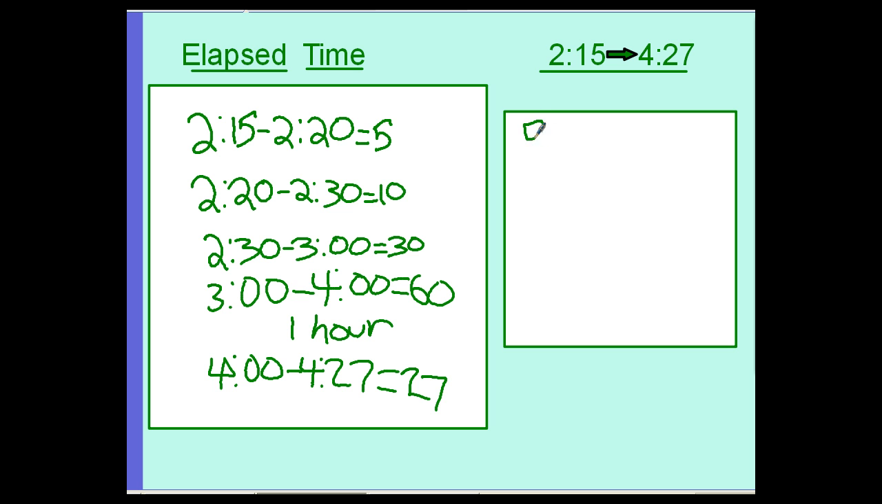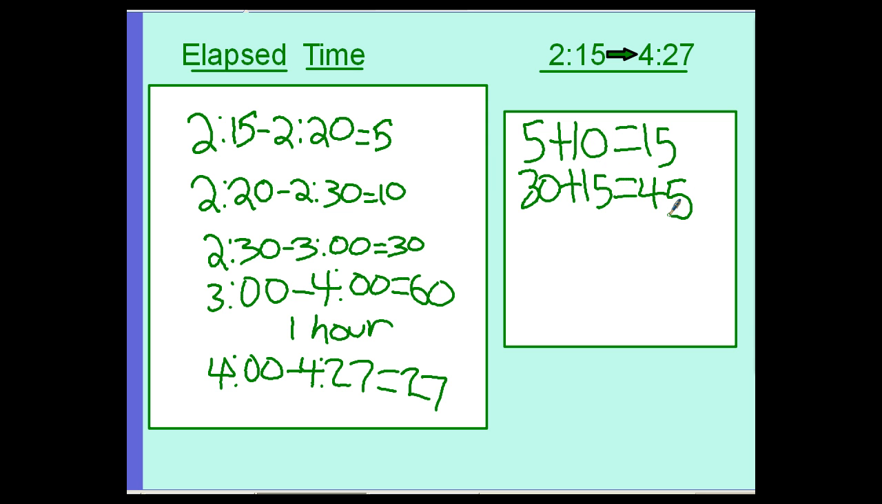Then you write 5 plus 10 equals 15. After that, you write 30 plus 15 equals 45. Next, you write 45 plus 60 equals 105. Then you write 105 plus 27 equals 132.